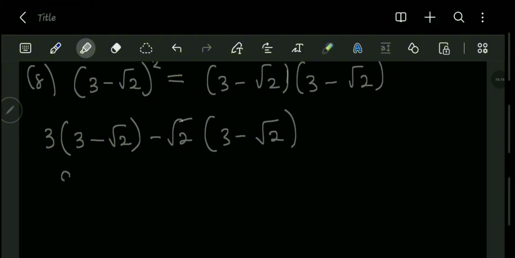So 3 times 3 gives me 9, minus 3 times √2 is 3√2. And then I drop my minus here. So minus √2 times 3 gives me 3√2. Are you with me? Then minus times minus gives me plus. So √2 times √2 is √4.